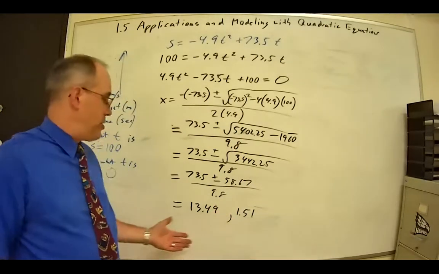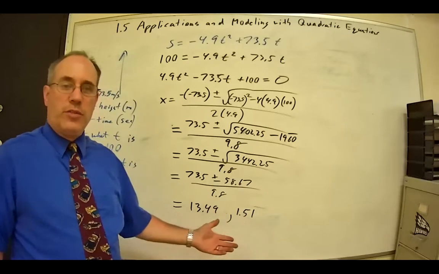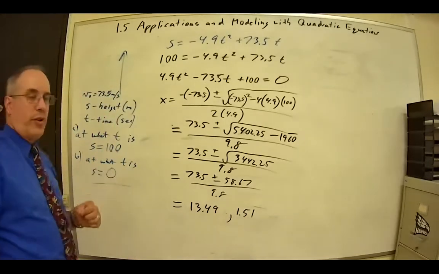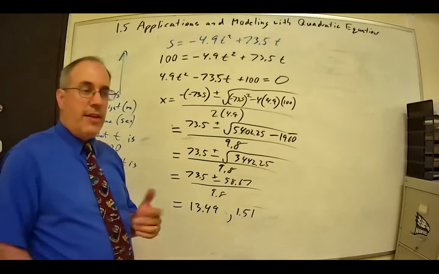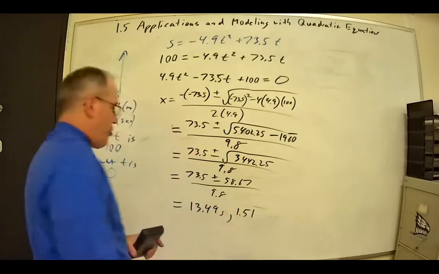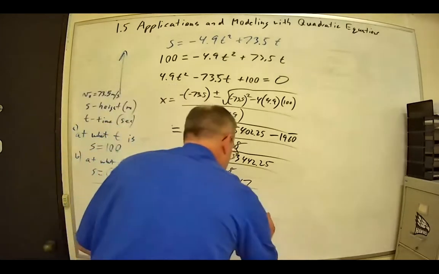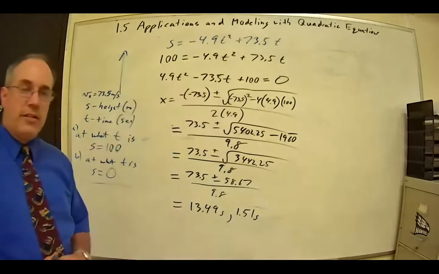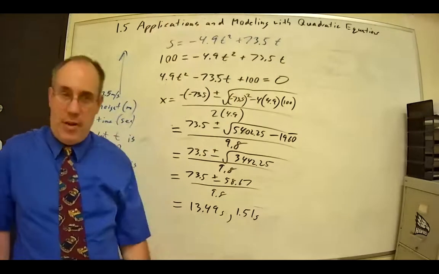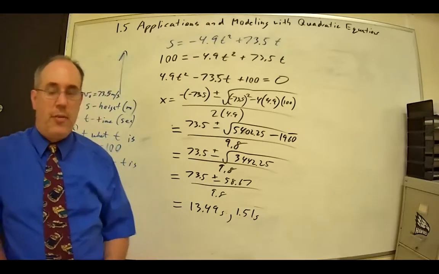Now it gave us two values. They're both positive. Well, what does this mean? The question is, at what time is s equal to 100? The reality is that's at 13.5 seconds and 1.5 seconds. Because remember, it's a projectile. It's going to go up, it's going to pass that point, it's going to come back down. So it's going to happen at both times.